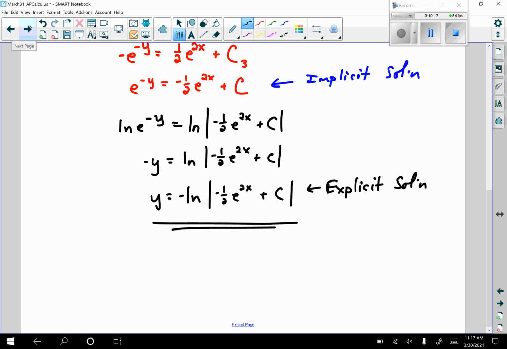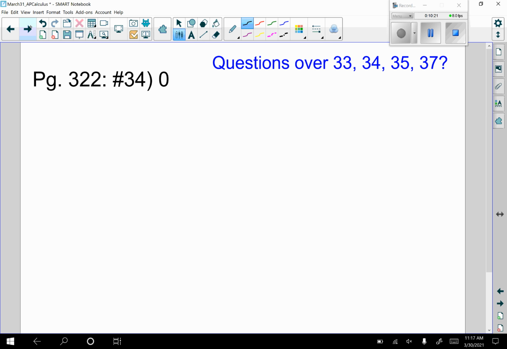All right, so as far as yesterday's or Tuesday's homework problems, I gave you 33, 34, 35, and 37. Here's the answer to 34. I will have the work posted for these, explanations for these posted as a separate PDF. So let me know if you have any questions.